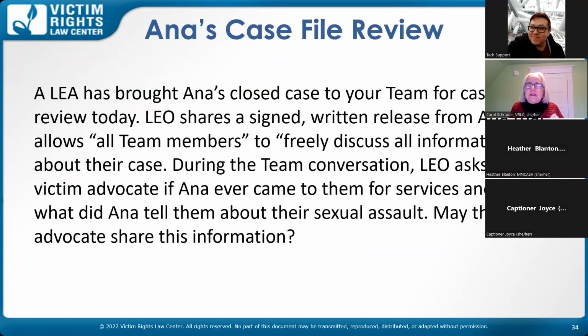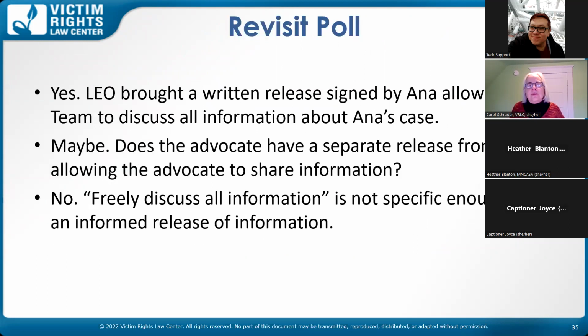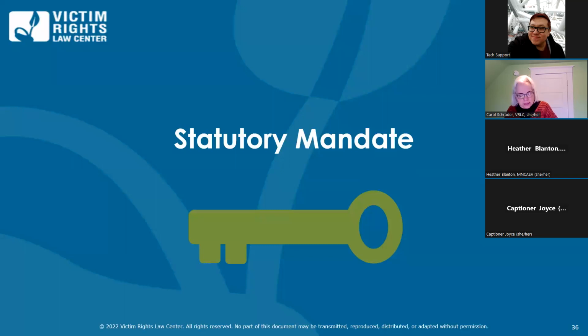And then briefly on this one. So when we were looking at the scenario about Anna, next slide, please. And we were looking at those options. I hope it makes sense now why the maybe or the no are the better answers to this question. And it will depend on what exactly happens within those scenarios, which is the best answer. Next slide, please. So quickly with the statutory mandate, where that's going to come up is typically with mandatory reporting or if someone on the team has a duty to protect or warn in the cases of harm to a third party or suicide.